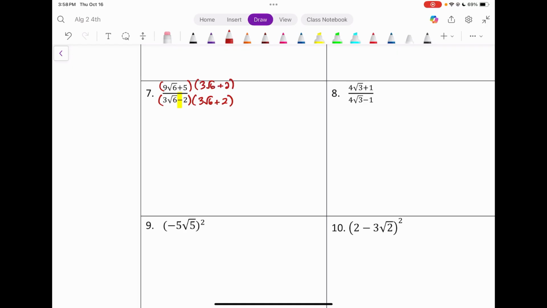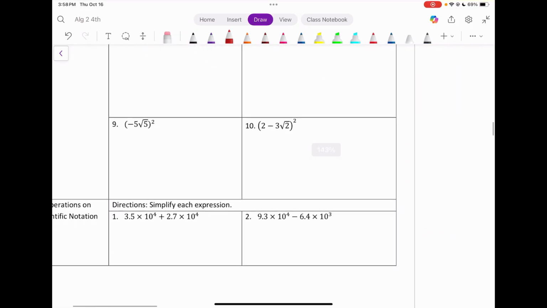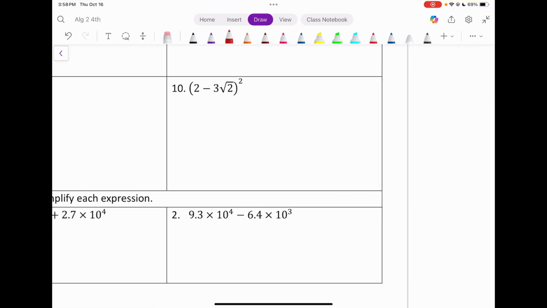The top, 3 root 6 plus 2. Now, in order to do this, in order to multiply these out, let me go ahead and skip down and show you how on number 10. To square one of these, again, because of the minus sign, squaring means to multiply it times itself. So we're doing 2 minus 3 root 2 times 2 minus 3 root 2. This is a binomial because of those minus signs. We have to multiply everything times everything.